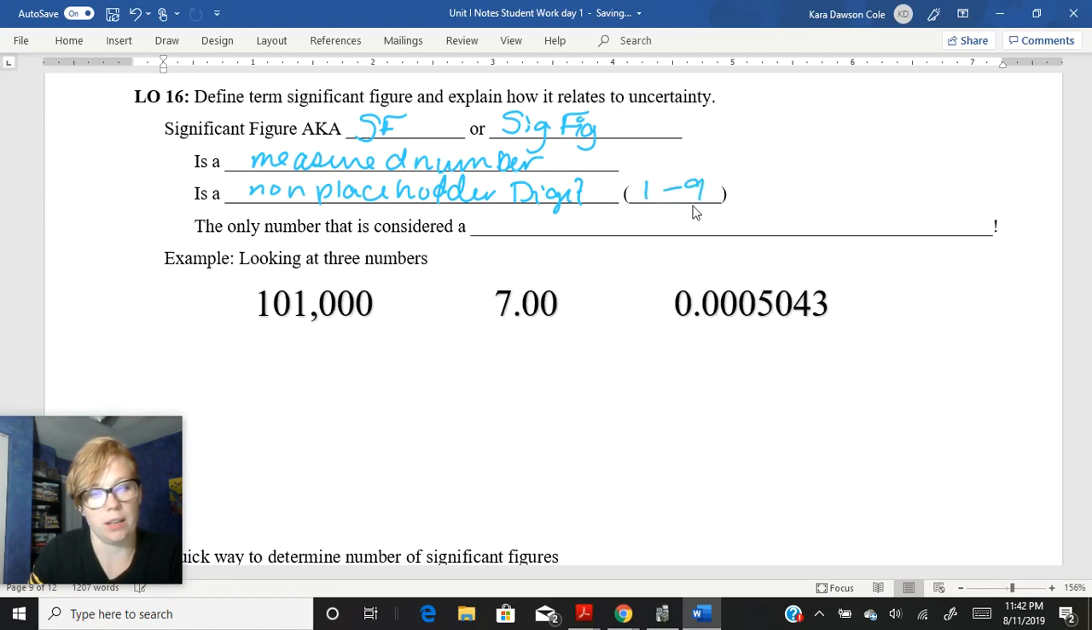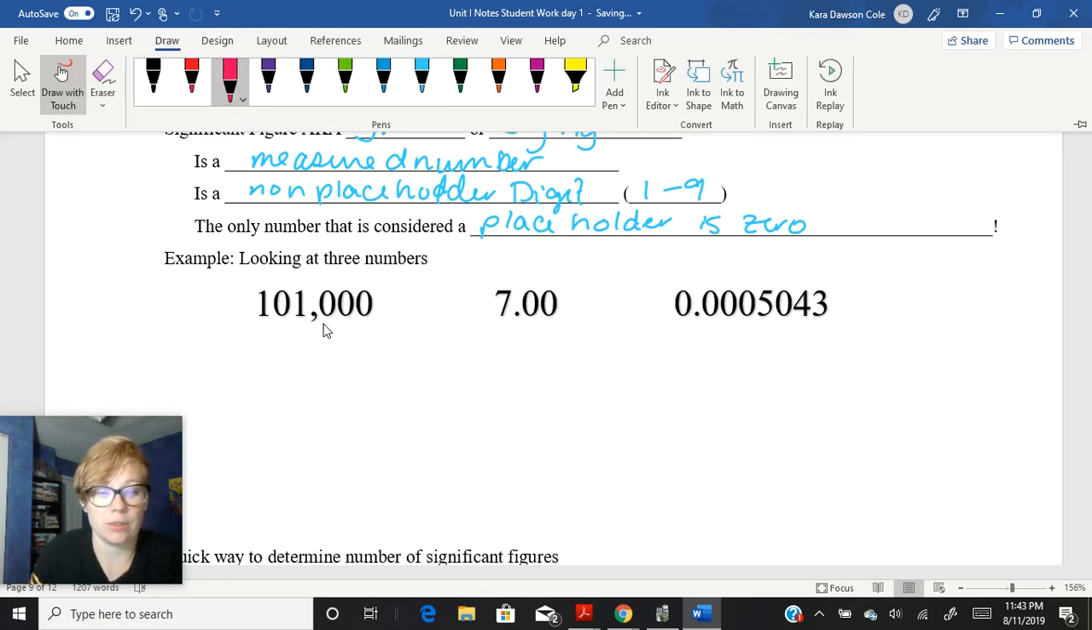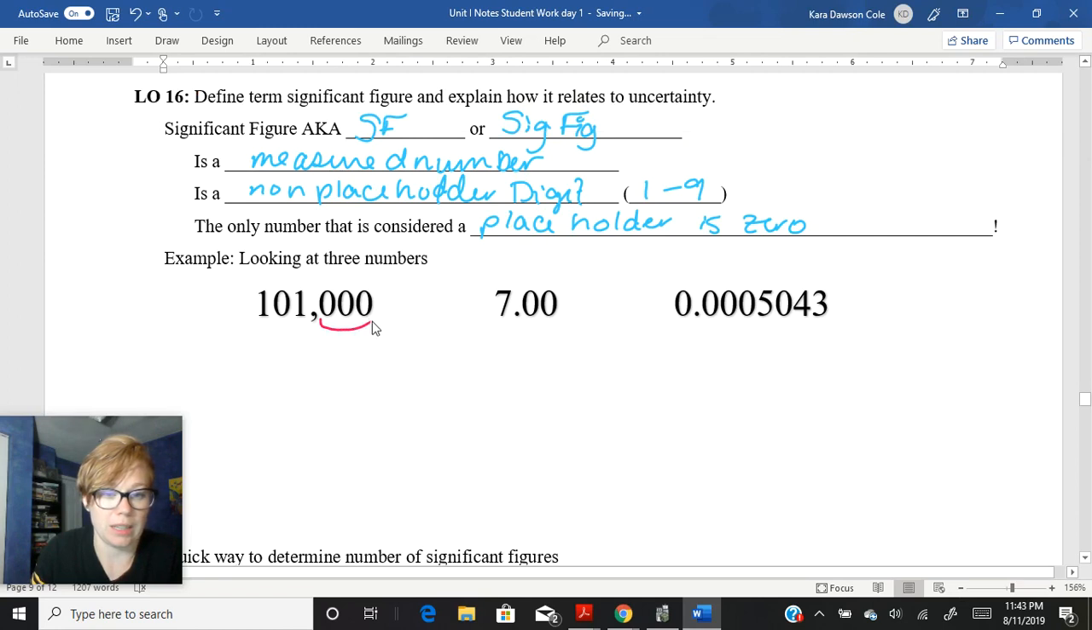So 1 through 9 would all be considered non-placeholders. The only number that is considered a placeholder is 0. So 0 is the only one that can be considered a placeholder. So if I look at these three numbers, I've got a lot of zeros in here. Now circle the zeros that are placeholders. So this guy right here, these three guys, these are placeholders, and these three guys are placeholders.